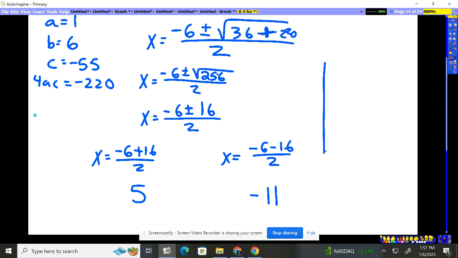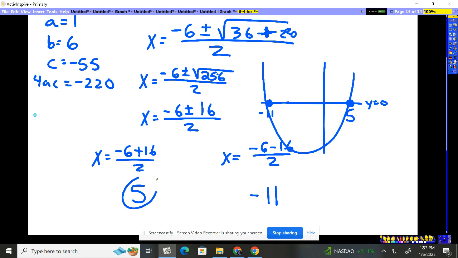What this technically means is that if we graphed this parabola, it's crossing the x-axis, which, notice, the height there is 0 at those two spots. That's what it's doing. As far as what we want, the values that make the equation true, so you put down 5 and you put down negative 11.